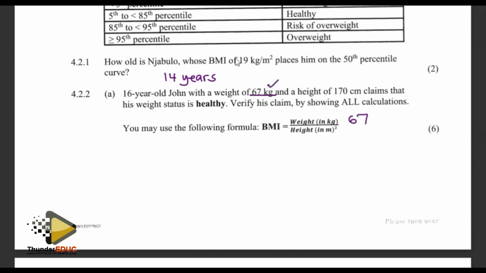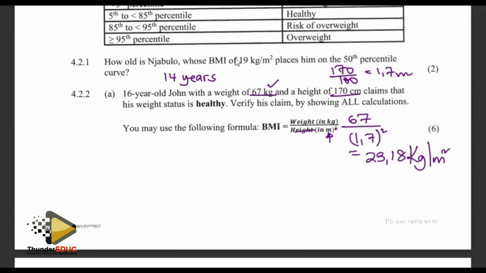So it's 67 divided by the height, which has to be in meters. Our height is in centimeters. What do we do? We change it to meters. We divide by 100. We get 1.7. These have become meters. Now you qualify to put them here. Don't stop there. You need to square everything. And the answer becomes 67 divided by 1.7 squared. We have the answer 23, these are kilograms per meter squared.